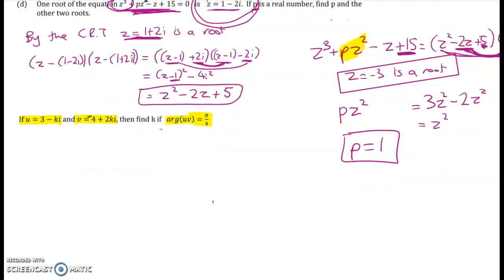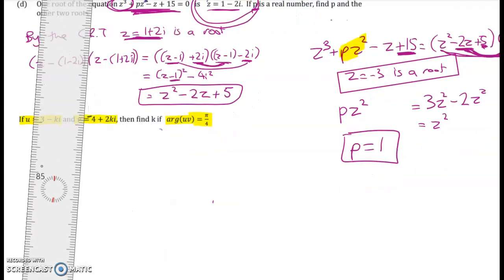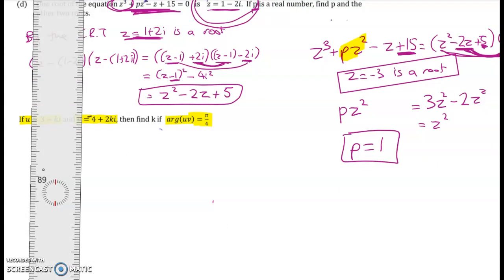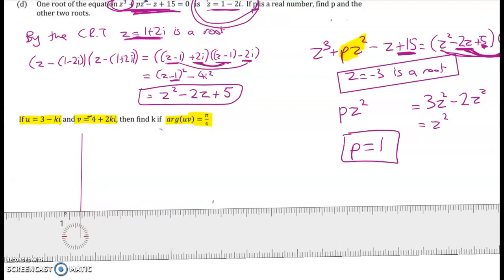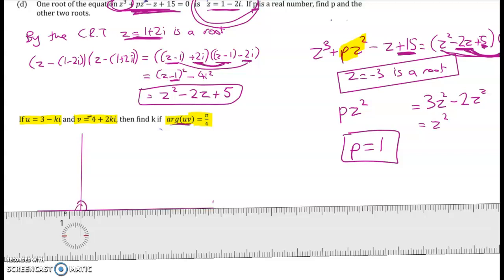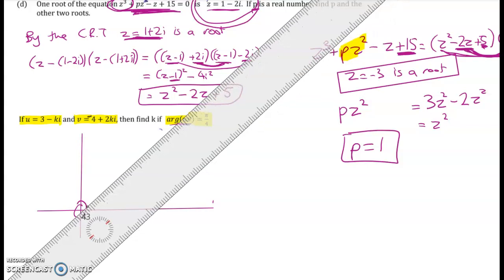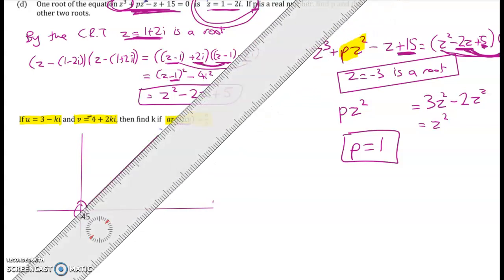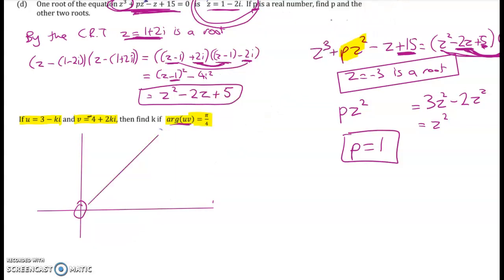So what I should have been seeing in this question was a bunch of tiny little diagrams like this. Just some kind of sketch, because we didn't need to do a whole lot of stuff with tan inverse or anything. We just know that if the arg of a number is pi on 4, then it's sitting on a 45-degree angle out here. There, look, that's exactly 45 degrees.